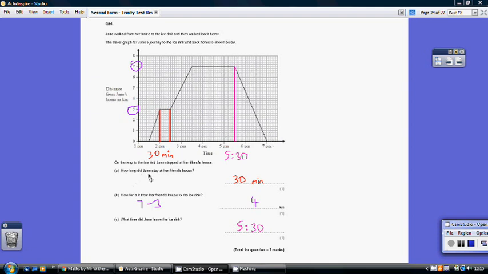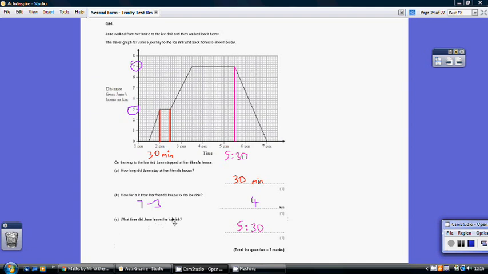So part A, how long did Jane stay at her friend's house? Well, that's from 2 o'clock to 2:30, so that's 30 minutes. How far is it from her friend's house to the ice rink? Well, this is how far her friend's house is from Jane's home. This is how far the ice rink is from Jane's home. So the distance from her friend's house to the ice rink is 7 take away 3, which is 4 kilometres.